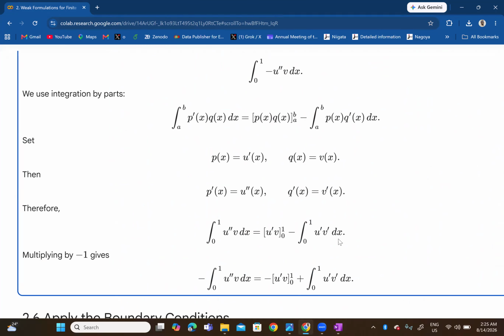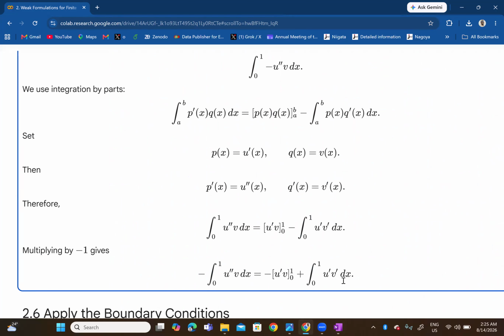Okay, so that's why we have this one right here. So in essence, we integrate u prime prime, we get u prime here. We differentiate v, and then we get v prime right here, following integration by parts.